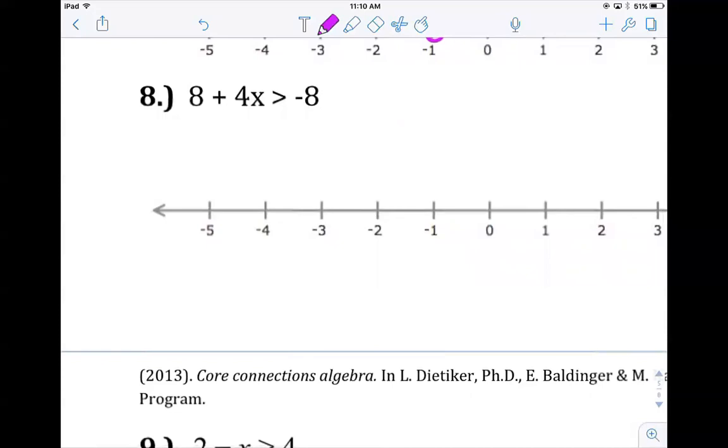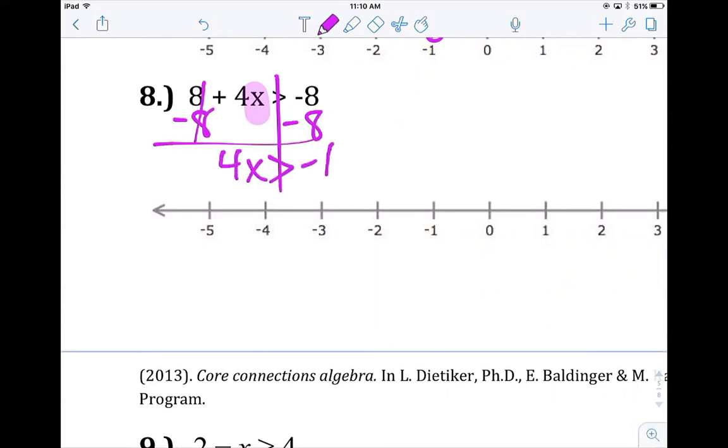All right, problem 8, same deal. We're going to start by getting that x by itself. So we are going to subtract 8 from both sides. So we have 4x, we have our greater than symbol, and now we have -16. So again, solving for that x, we want that by itself. We're going to divide by 4. So x is greater than -4.